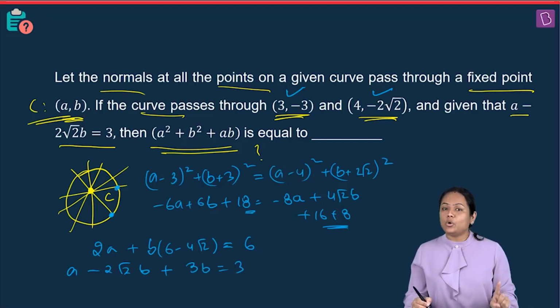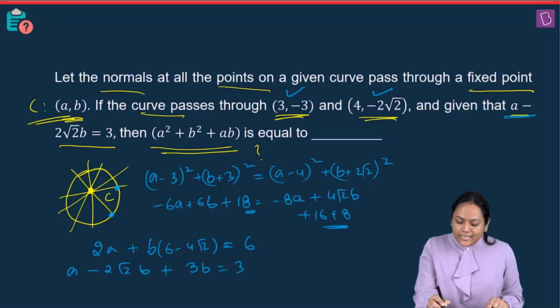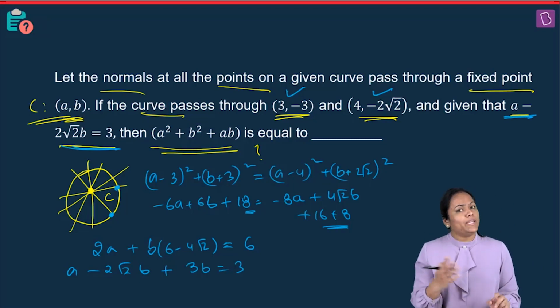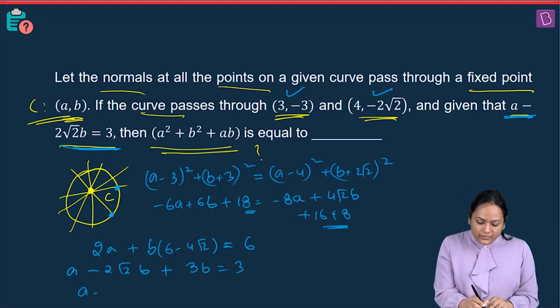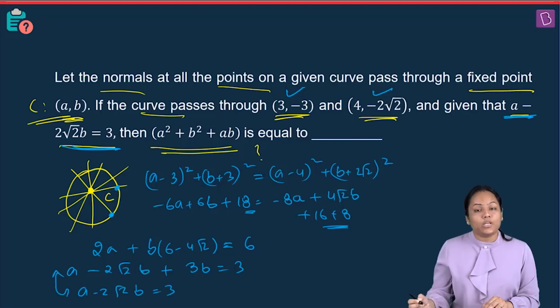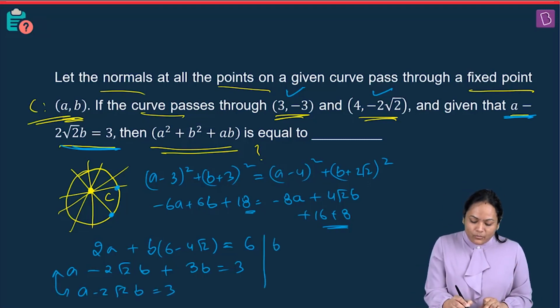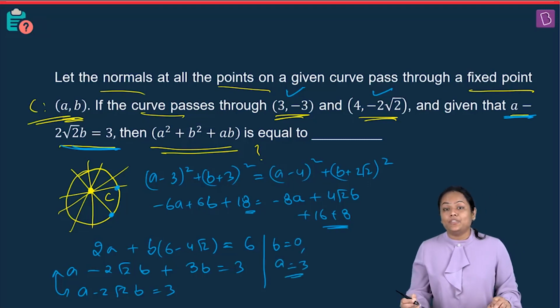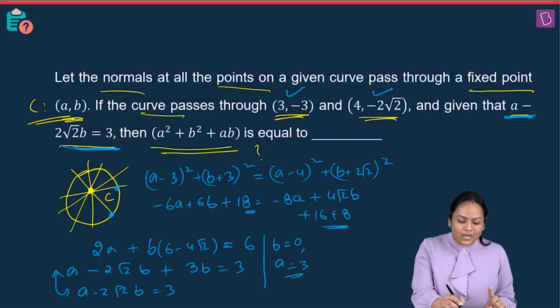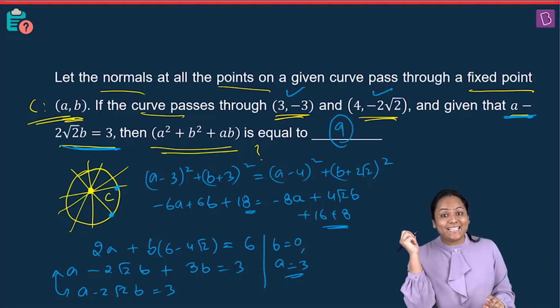And what have they already mentioned in the question? That A minus 2 root 2B is 3. So if I have A minus 2 root 2B is equal to 3, and when I compare these two equations, what I can say clearly is that B value will be 0 and A value will come out as 3. So that is going to give me the answer as 9, right?